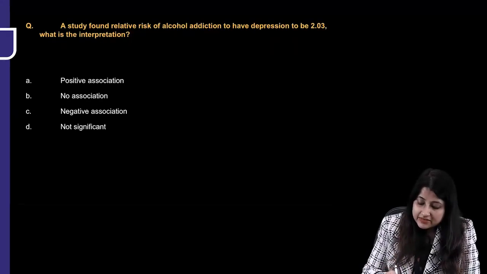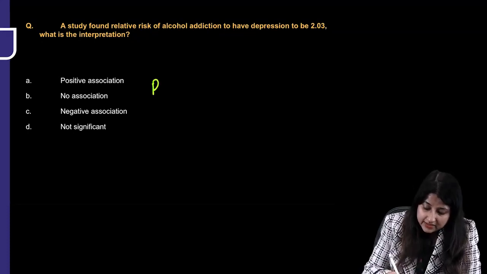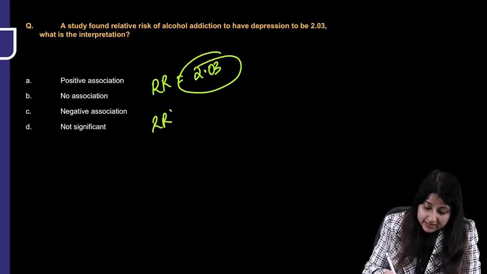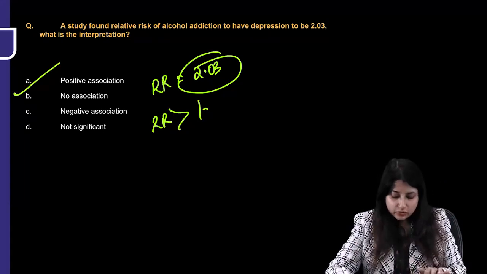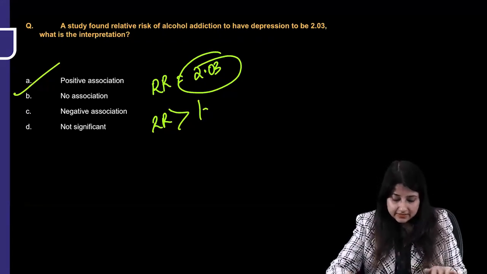A study found relative risk of alcohol addiction to have depression to be 2.03. So relative risk is 2.03. That means this is more than 1. So of course positive association. If you are an alcohol addict, you are 2.03 times at risk of depression.